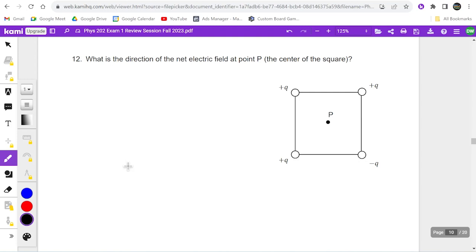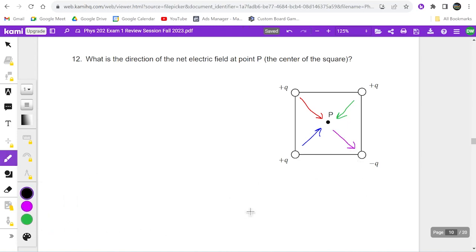Okay, so I'm going to say time's up for this one. Hopefully you got it. Once again, I just draw an arrow away from the positive towards my point P. Top right, same thing, down and to the left. For the third charge, still positive, so still away. And the only one that points towards is the very last one, negative Q. That's going to point down to the right.